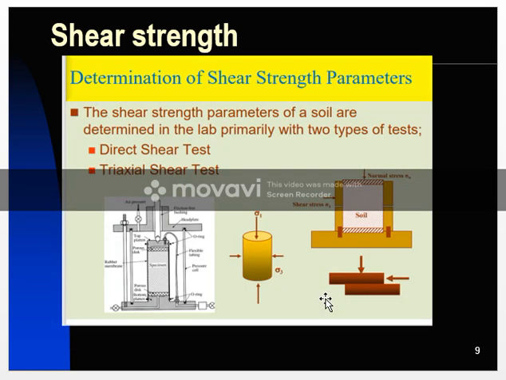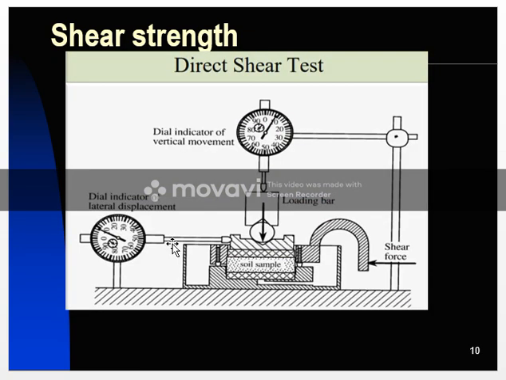Shear strength can be determined by the direct shear test and the triaxial shear test. This is the diagram of the direct shear test, and this is the diagram of the triaxial shear test. The direct shear test can be performed using this simple setup.